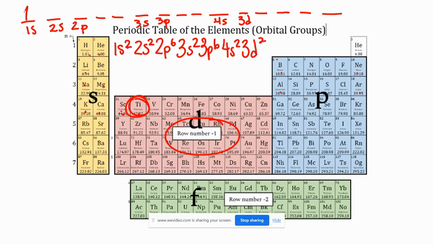I've got 2 here, 1, 2. I've got 2 here, 1, 2. I have 6 here. I'm going to go 1, 2, 3, 4, 5, 6. 3s, 1, 2, 1, 2, 3, 4, 5, 6. 4s, and then 3d. Remember, you can't double up those electrons.